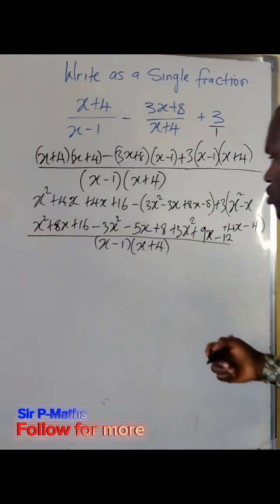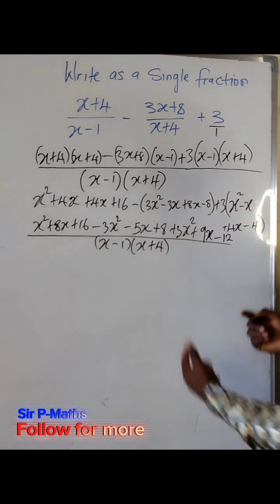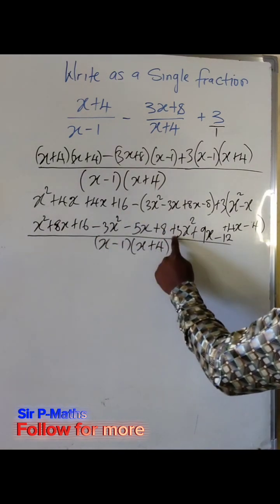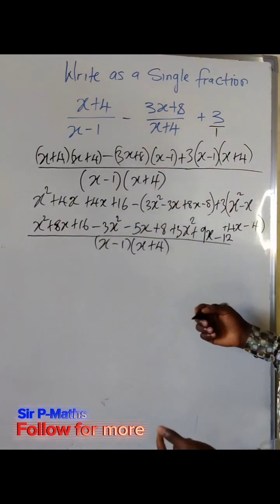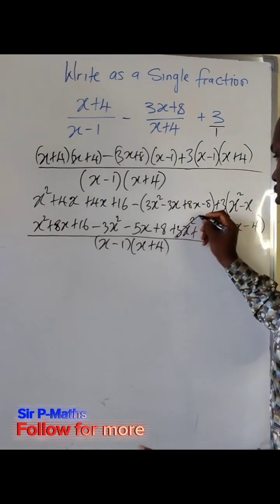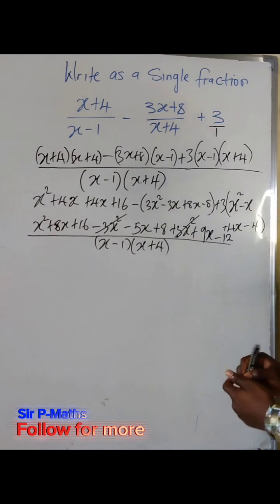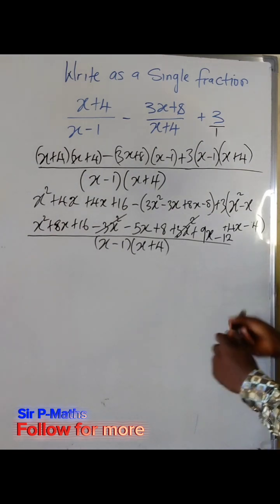So what next do we do? Let's look out for like terms and cancel out. All right. Look at this. Minus 3x squared plus 3x squared. Additive inverse. Additive inverse can subtract themselves. So this has subtracted. So what again do we have? Let's just collect like terms at this point.